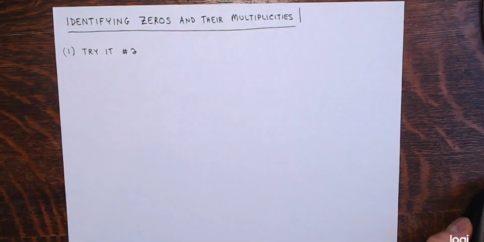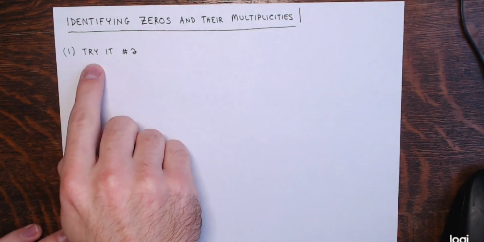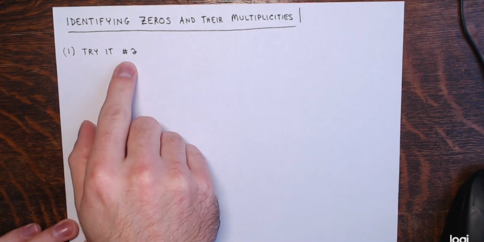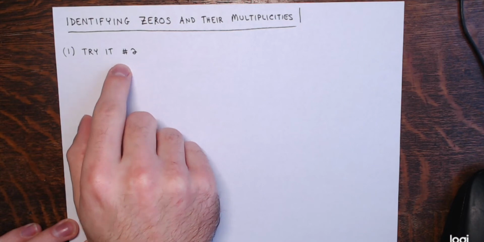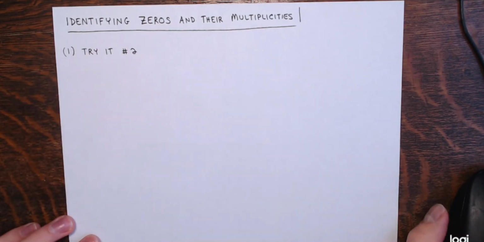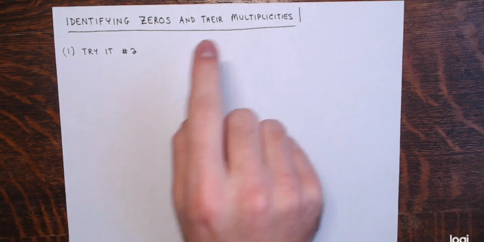Alright, so the first example I want to do is the try it problem number 2 from the text. But before I even get into that, I want to talk about zeros and the multiplicity of a zero.